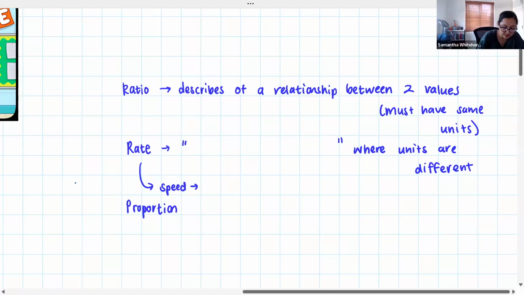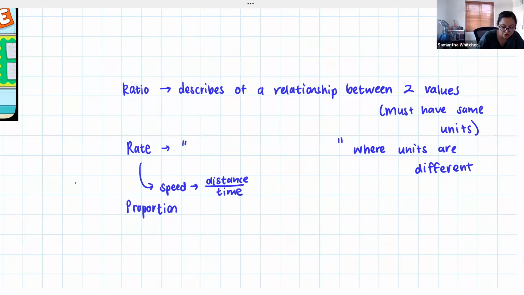Speed, remember, is distance over time, and those are two different units. Distance is usually in kilometers, time in hours, kilometers per hour. Anytime you see that word per, it's probably a rate. So if you go to the shops and you're buying food, it could be anything. Let's say you're buying some oranges.